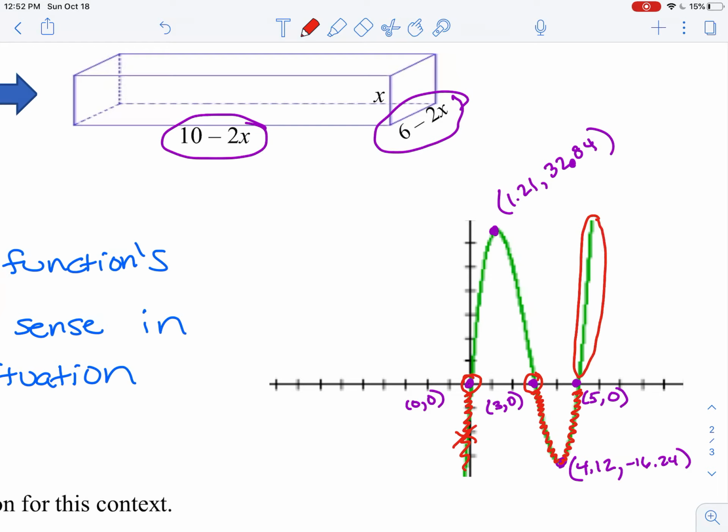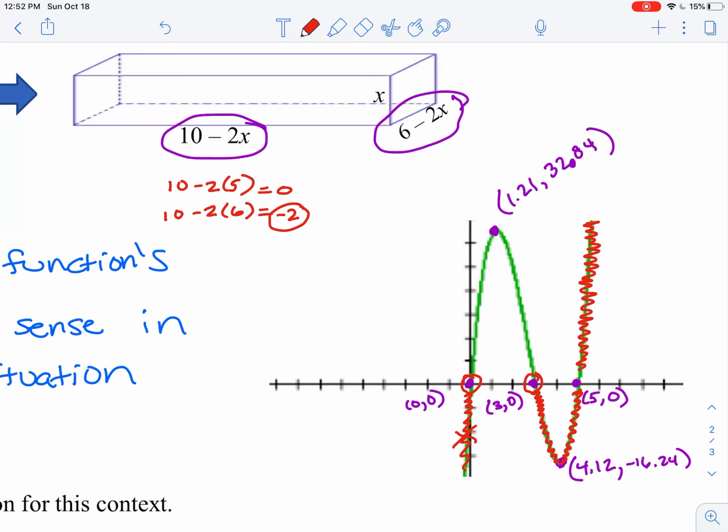Well, let's double check. If I remove 5 centimeters, we already said that we get 0, right? If I remove more than 5 centimeters, let's say I remove 6 centimeters, now all of a sudden I'm getting a length of my box that is negative. So that doesn't make sense in the context of my problem. So this whole section right here, once I remove more than 5 centimeters, my length is negative, and that doesn't make any sense. So that part of my function doesn't really make any sense either.